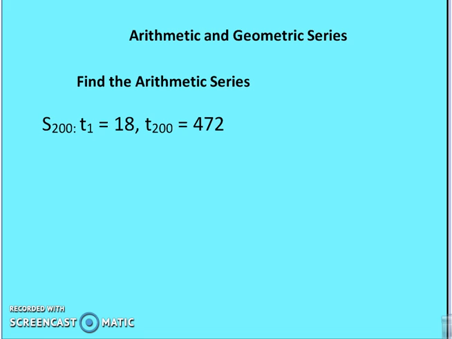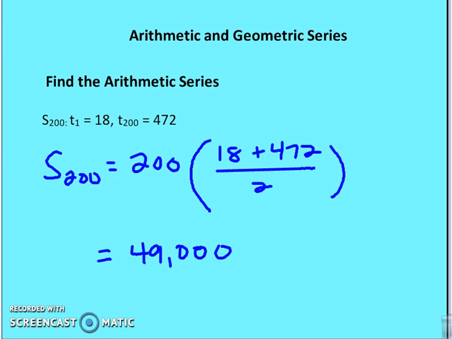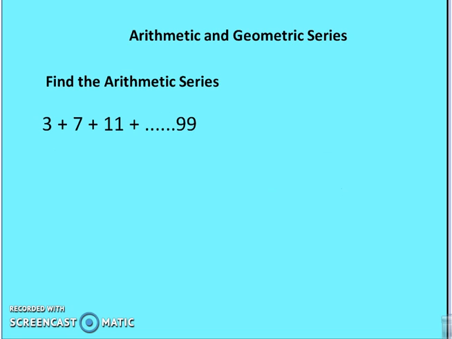All right, next one, find the arithmetic series. I'll pause here. All right, 18 plus 472 is 490, divided by 2 is 245, multiplied by 200 terms ends up being 49,000. All right, find the arithmetic series here.